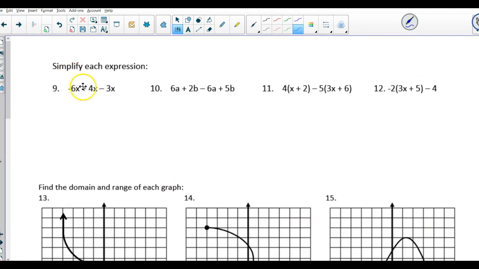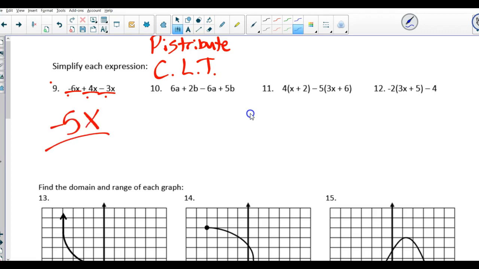Page 2. Moving to the back. Simplify each expression. Remember, simplify means distribute and combine like terms. So this has no distribution, number 9, only combining like terms. I have a negative 6 and a negative 3 and a positive 4x. If I add all those up, negative 6 and negative 3 is negative 9, plus 4 is negative 5x.